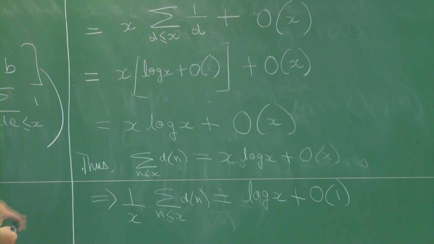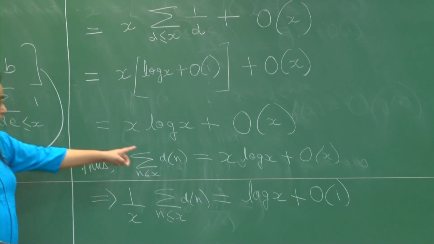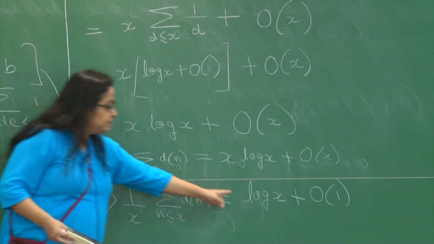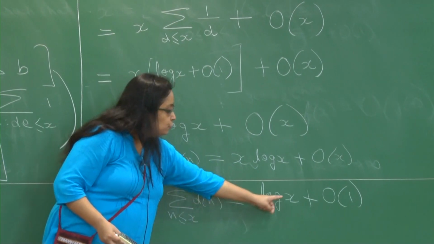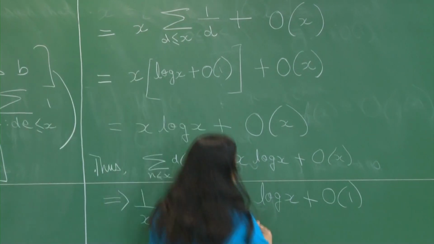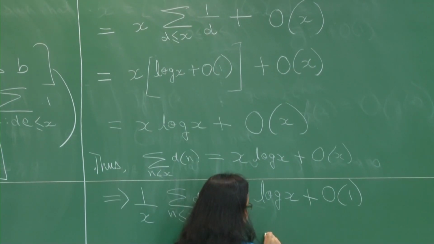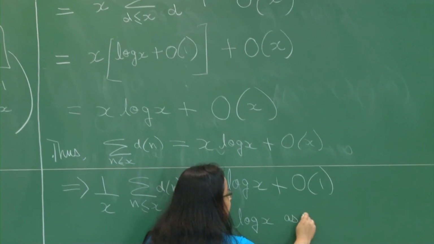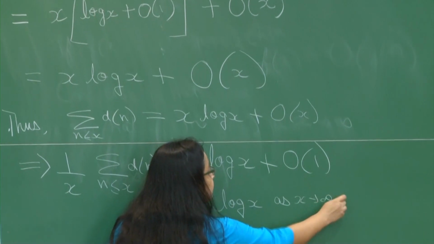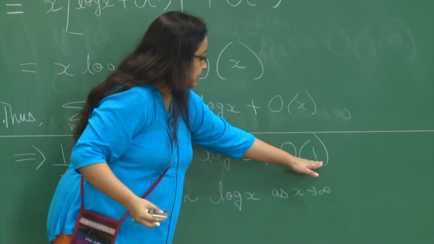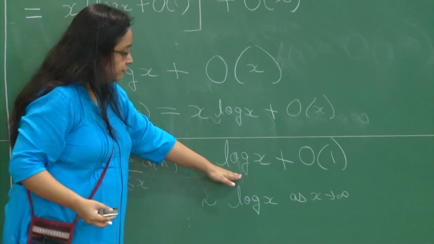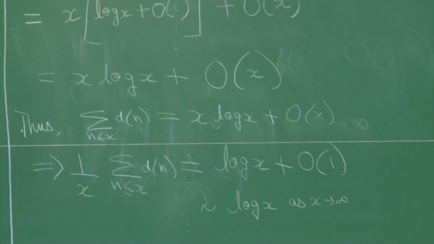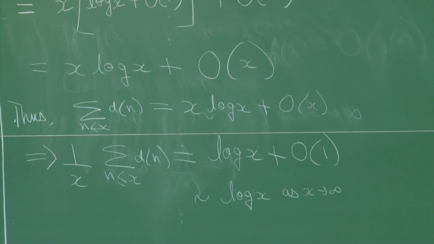In other words, what this is telling you is that the average order of d of n appears to be something very close to log x. In fact, it is asymptotic. Log of x plus O of 1 is asymptotic to log x as x goes to infinity, because when you divide this term by log x, here you have log x by log x, and O of 1 by log x is going to 0 as x goes to infinity, right.